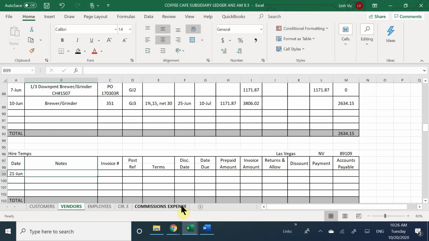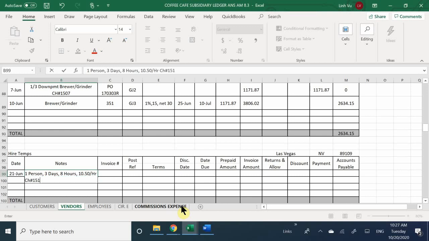All right. What do we need to know? One laborer, 3 days, 8 hours, at a rate of 10.50 an hour. Good. And what else? We need to put the check number, 1519, that we paid them.